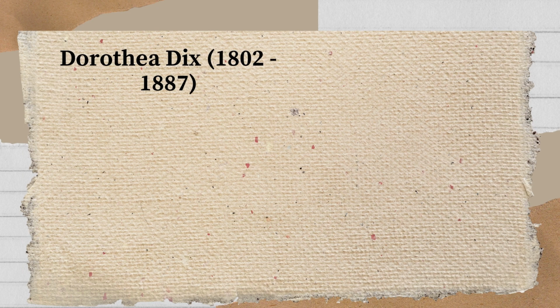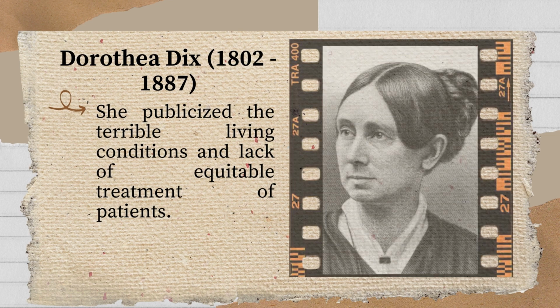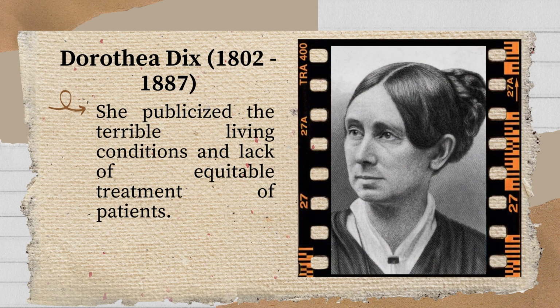Lastly, we have Dorothea Dix, who was born in 1802 and died in 1887. She was a Boston school teacher who publicized the terrible living conditions and lack of equitable treatment of patients. She was able to convince Pope Pius IX to examine the unjust ways of treatment of people diagnosed with psychological disorder.